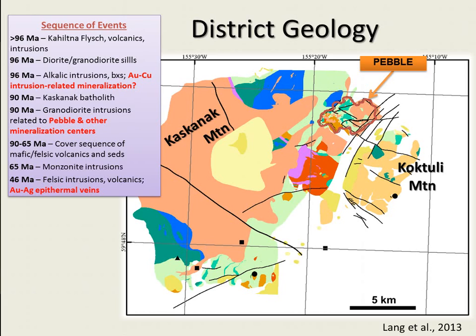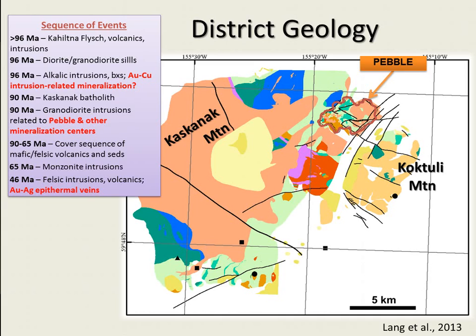Around 96 million years ago, diorite and granodiorite sills were in place and cut by younger alkalic intrusions. These intrusions include a biotite pyroxenite unit that is not well studied but has mineralogy suggestive of an Alaska-type ultramafic-mafic complex that we'll talk more about later. Around 90 million years ago, granodiorite intrusions formed the batholith that underlies Kaskanak Mountain.